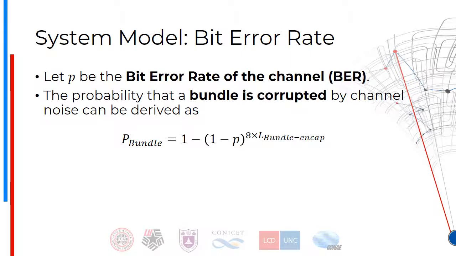To estimate the different rounds, we will need to consider the bit error rate of the channel. If the bit error rate of the channel is modeled as a p value, the probability that a bundle is corrupted by the channel is described by this formula here, to understand the probability that a given bundle is corrupted by the channel noise.